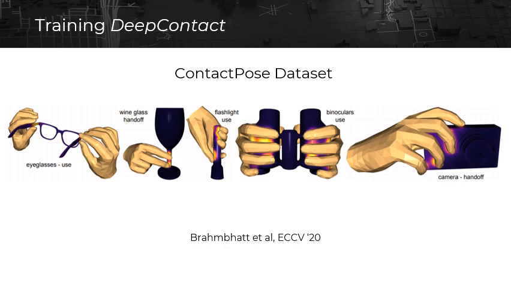In order to train this network, we use the recently released ContactPose dataset. This dataset uses a thermal camera to capture the heat imprint left on an object after a grasp. This allows capturing a high-resolution contact map.